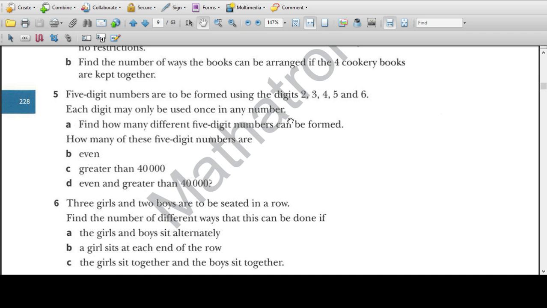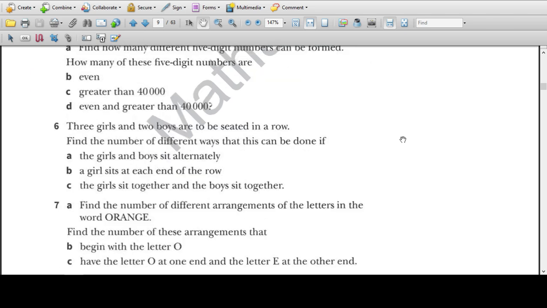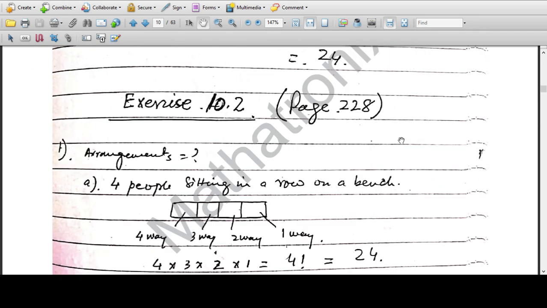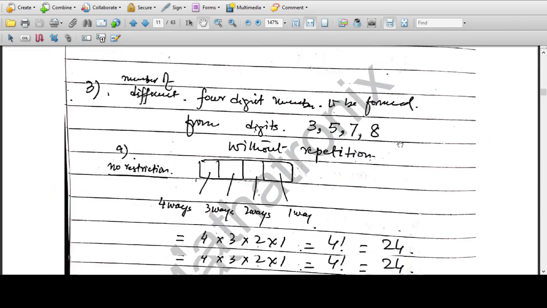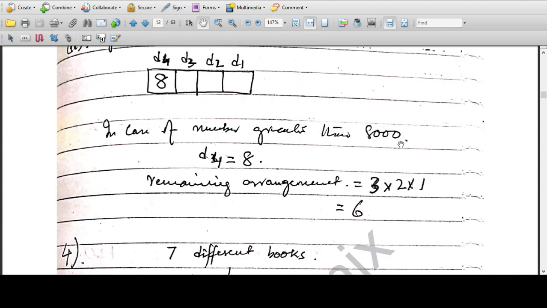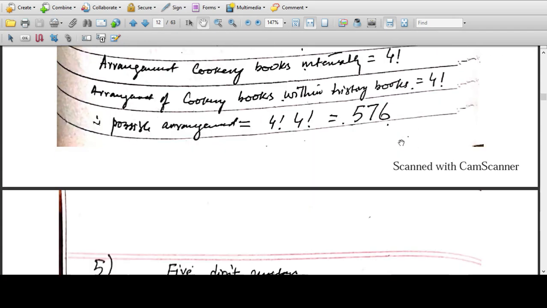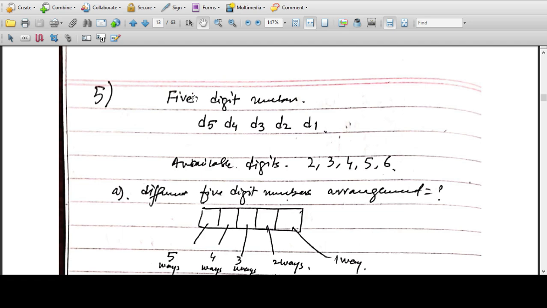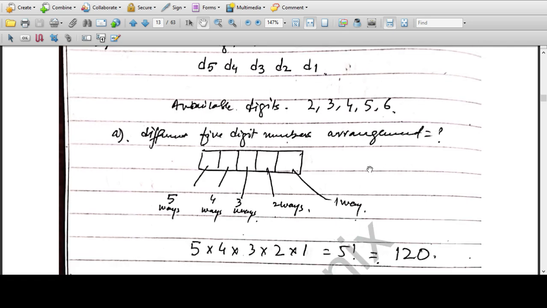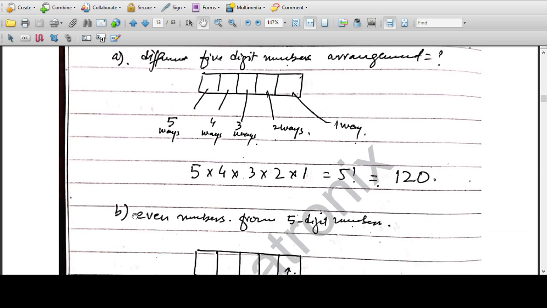So first part, there is no restriction. So this is 5 factorial, part A, and part B is even. Even means then 2, 4 and 6 must be at the last place. Let's see this. Question number 5, 5 digits. We have this 2, 3, 4, 5, 6, and here for the first part this is 5 factorial.